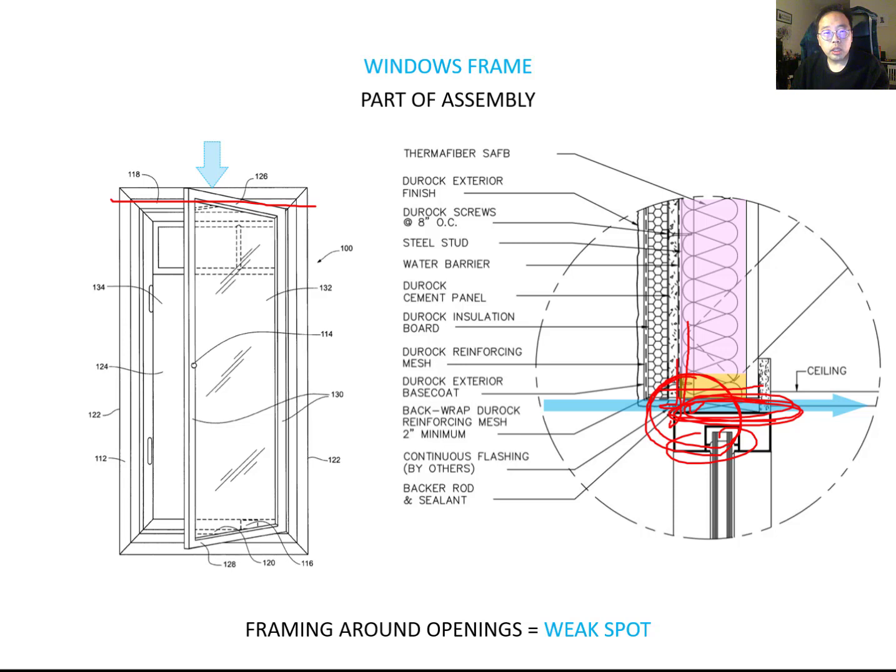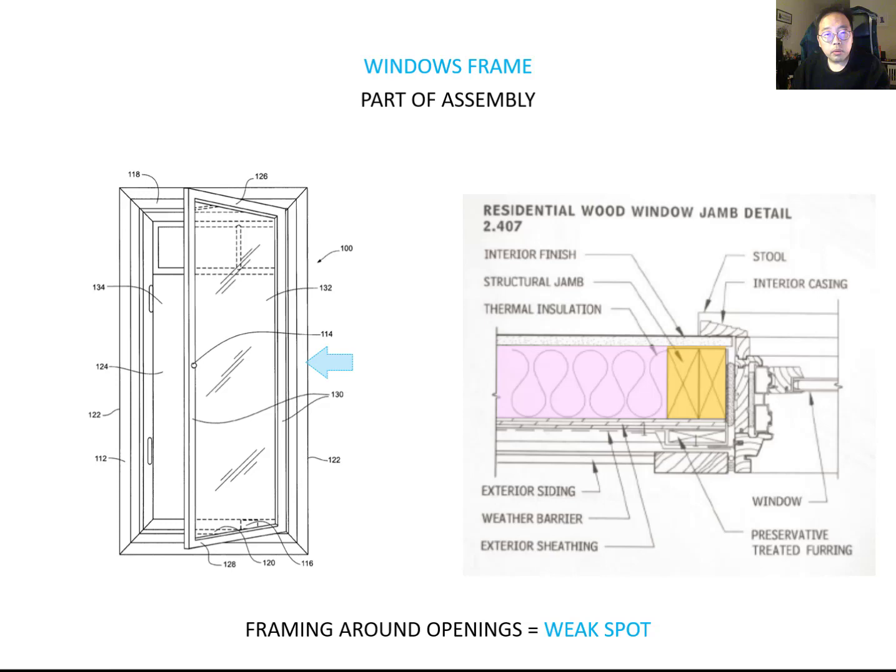And next example, you can see this is a window jamb here. So you have a window frame, and then this is a wall assemblage.